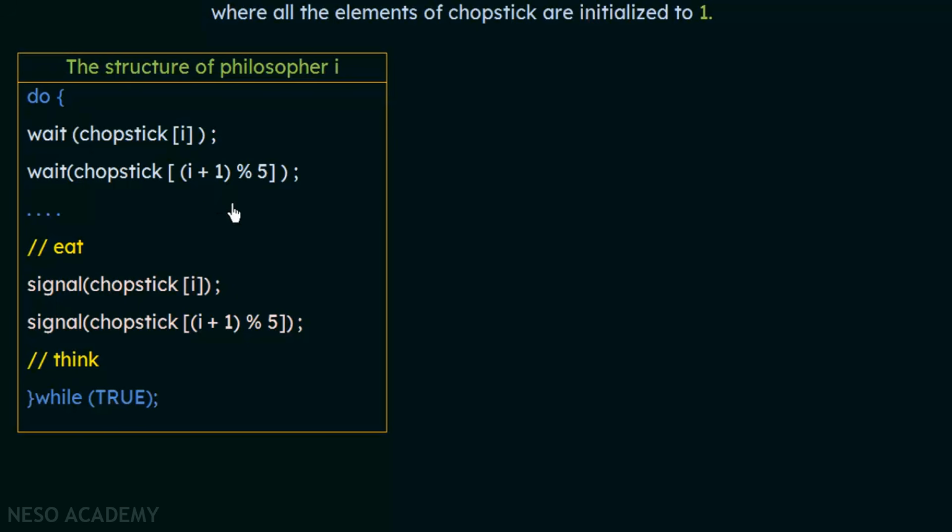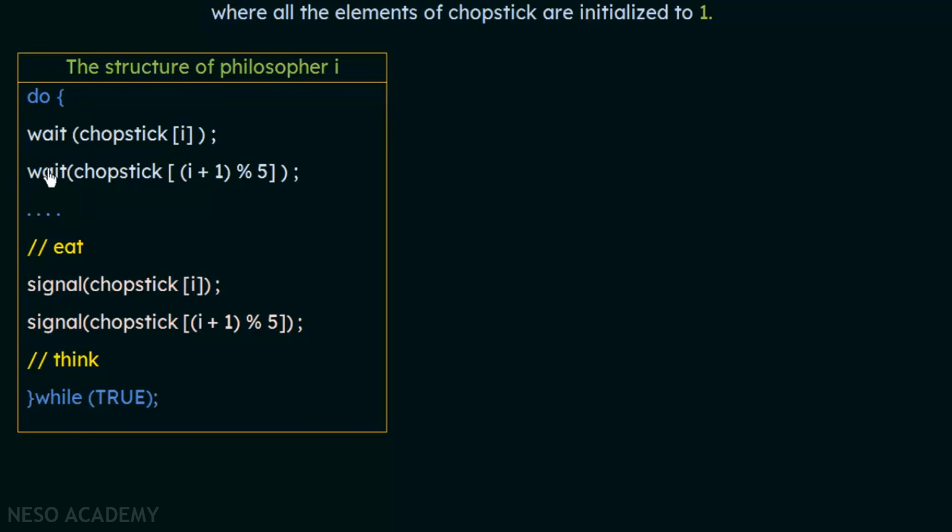So for example, when we reach the fifth philosopher, what will happen? Here I is equal to 5. And here we will have 5 plus 1 equal to 6, and 6 modulo 5 will give us 1. So we will get chopstick 5 and chopstick 1. That is why this calculation is done here. So this is just pseudo code. When you will be writing the real code for this, you have to carefully design this one.